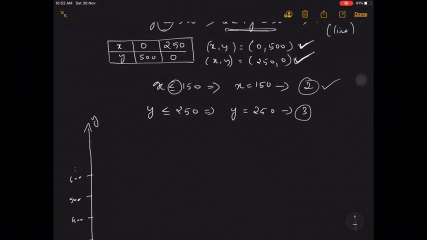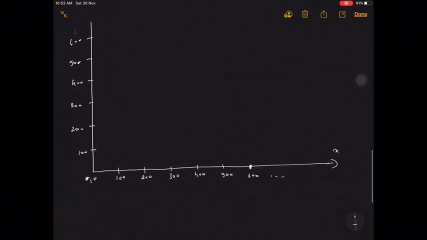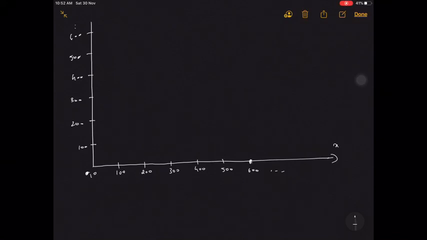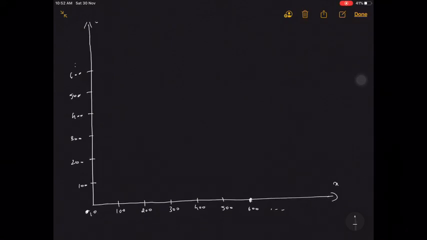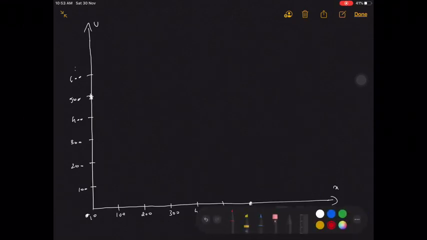Now let's plot these 2 points on the graph and join them using a straight line. So 0 comma 500, that is x is 0 and y is 500. This is 0 comma 0. Here x is 0 and y is 500. So this is the point. I'll use some other color.